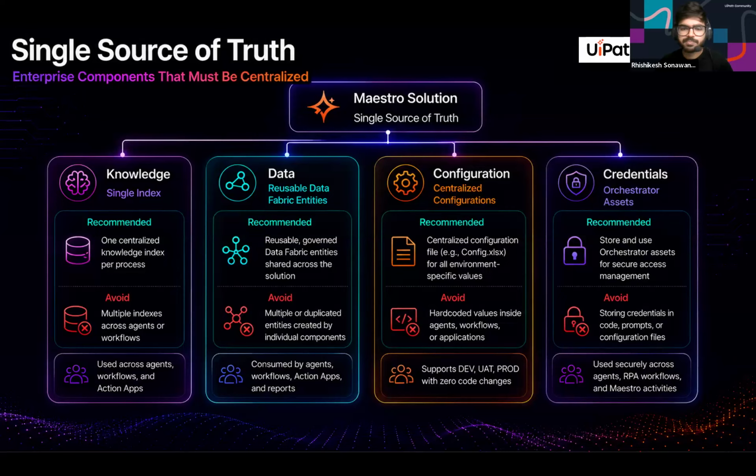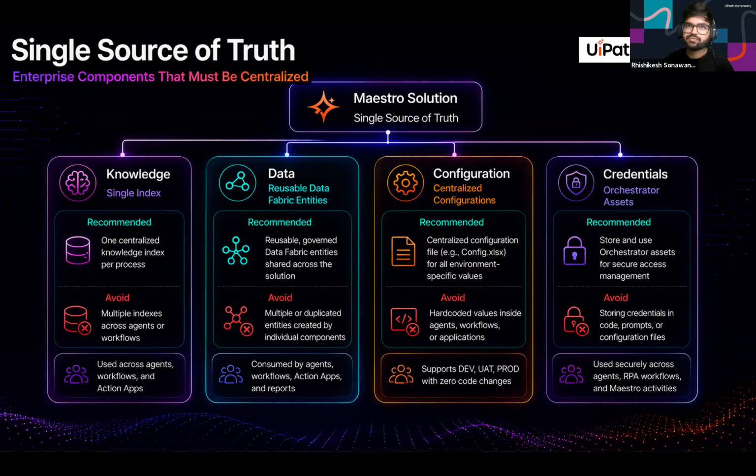So we have centralized it as four key components. Firstly is knowledge, which is our context. We'll be using a single index for any agentic solution. All the agents which are participating in a business process should consume the same knowledge from a centralized index.